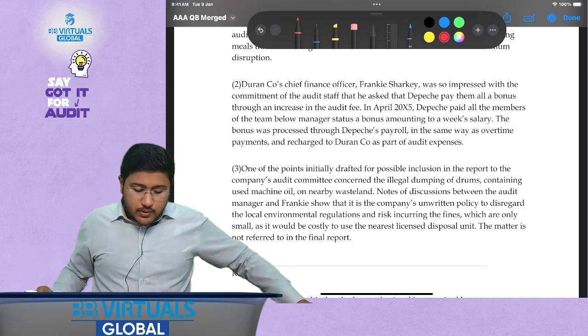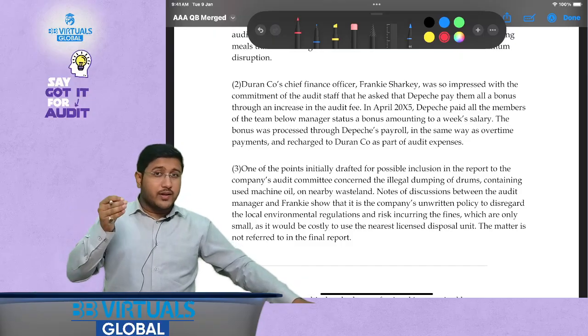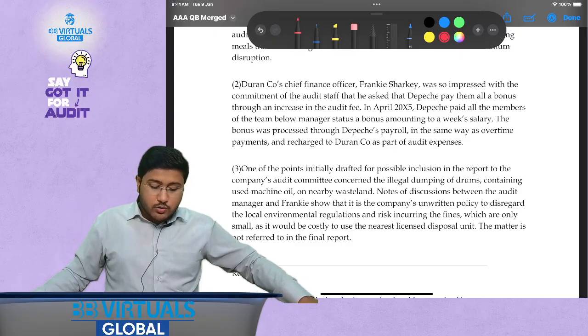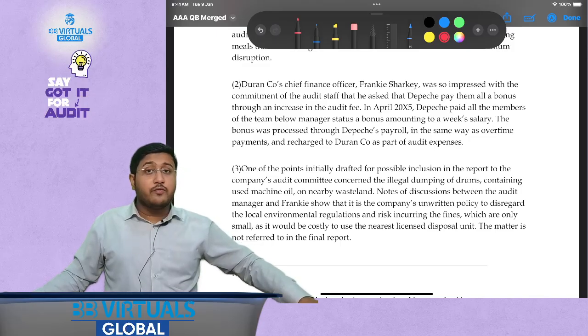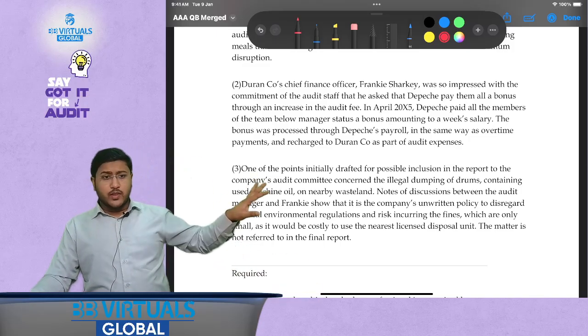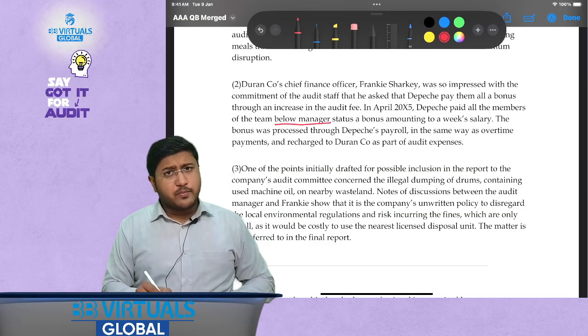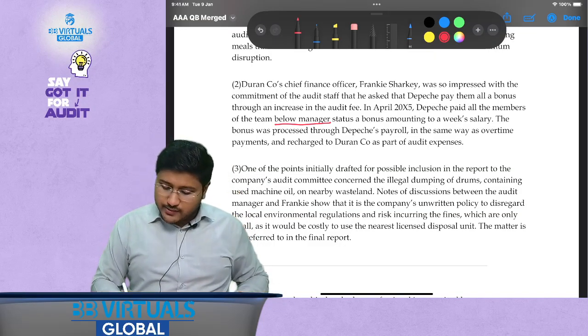In April 2025, that is a few months back, that is why the dates are important, Depeshe paid all the members of the team below manager status a bonus amounting to a week's salary. So they have already been paid the bonus. Who? Below manager. So the manager has not been paid, but below manager has been paid a week's salary as bonus.